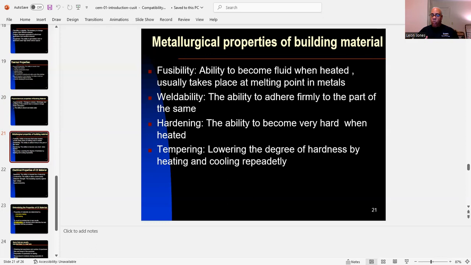I mean, you have different welds. You have an arc weld, you have a fillet weld. You actually have plans when you deal with welding. Then you have your hardening, the ability to become hard when heated. Tempering, lowering the degree of hardness by heating and cooling repeatedly.